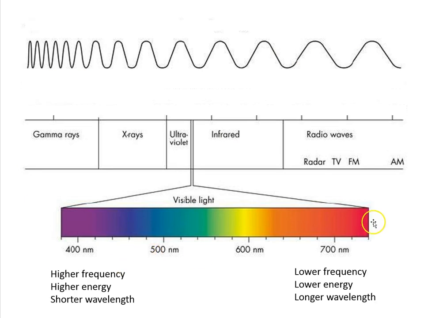So here's a summary then. If we just apply it to the visible part of the spectrum, the blue and the purple light here is higher frequency, higher energy, shorter wavelength. And the red, orange part of the spectrum, lower frequency, lower energy, and longer wavelength.